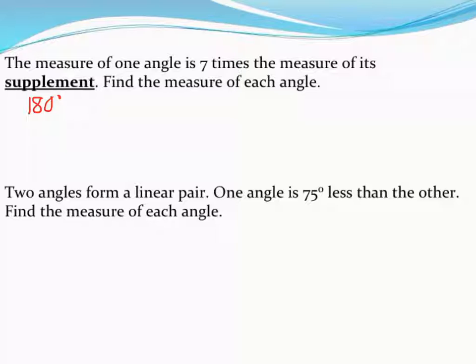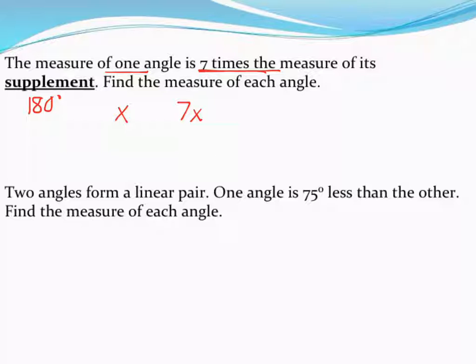So back to the words I blah blahed over. They say the measure of one angle is 7 times the measure of its supplement. So in other words, I don't know either angle. Well, since I don't know the first angle, and we're basically doing algebra right here, I'm going to say that first angle is x, because I don't know what it is. The other angle that says it's 7 times that is, well, 7 times x means 7x.